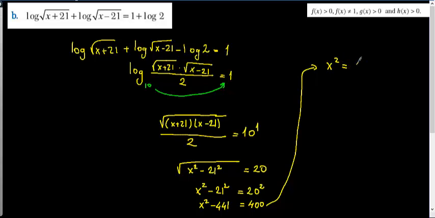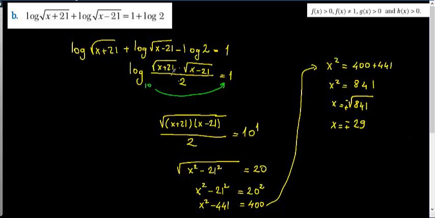x squared is equal to 400 plus 441, so x squared is going to be equal to 841. x is equal to plus or minus the root of 841, so x is equal to plus and minus 29.